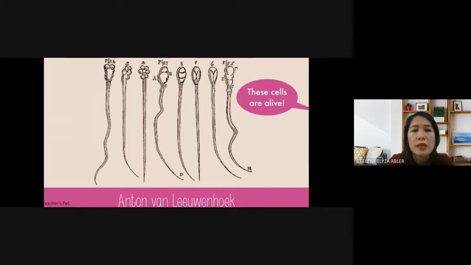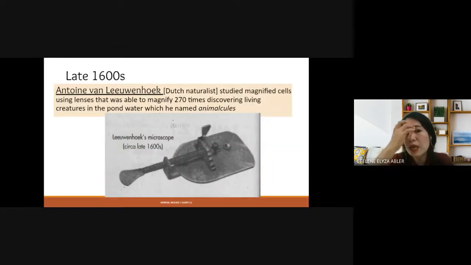So, another is we have yung kay Anton van Leeuwenhoek. So, he's Dutch. Ang microscope niya kasi is paddle-like lang na mukha, pero it's capable of magnifying 270 times. Dahil sa they are moving, ang nakita niya, we call them animalcules because they are motile. Parang animals daw, very small animals that can actually move. So, we call them animalcules. The cells, he called them animalcules.